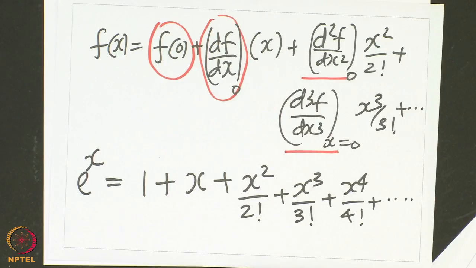So e power x is nothing but a special function. It's an interesting function whose value and its derivatives are all equal to 1 at x equal to 0. The function itself is the same as its derivative, and this would immediately lead to e power x. We can have many other applications.